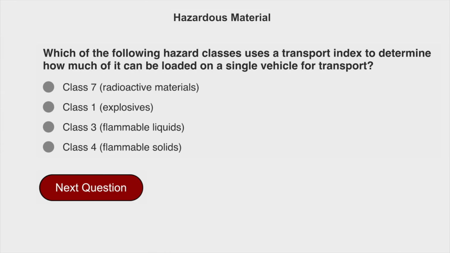Which of the following hazard classes uses a transport index to determine how much of it can be loaded on a single vehicle for transport? Class 7, radioactive materials.